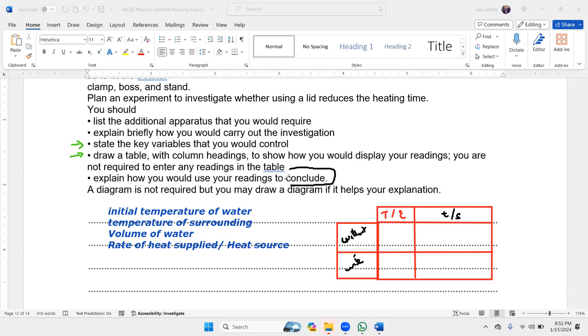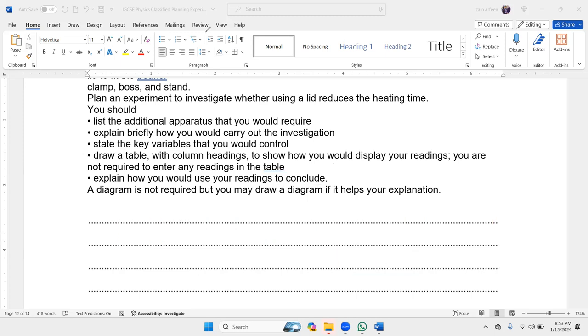Like how we reach our conclusion. So in this case, we have a fixed parameter. We have with lid and without lid. So which type of graph is suitable? Because sometimes you have bar charts, or pie charts, bar graphs. So in this case, the bar graph is more appropriate. Why? Because on the x-axis, you will have the two parameters. One is with lid and another one is without lid. And on the y-axis, you will have the time axis.